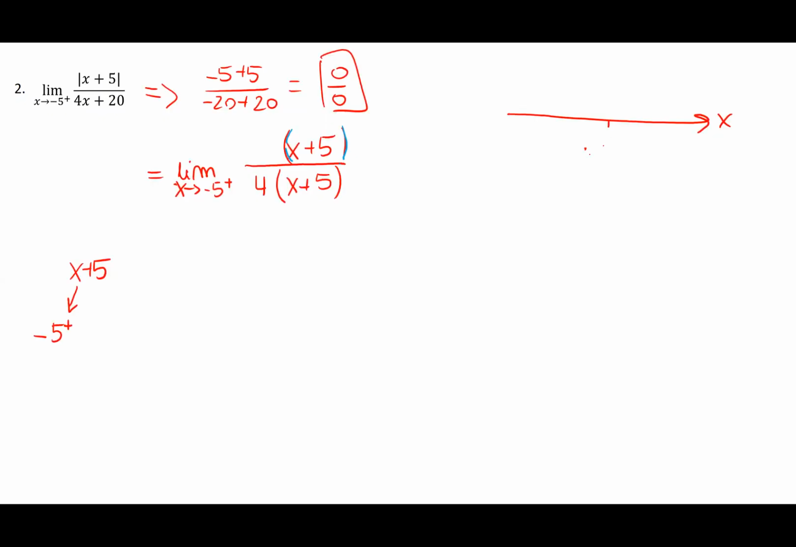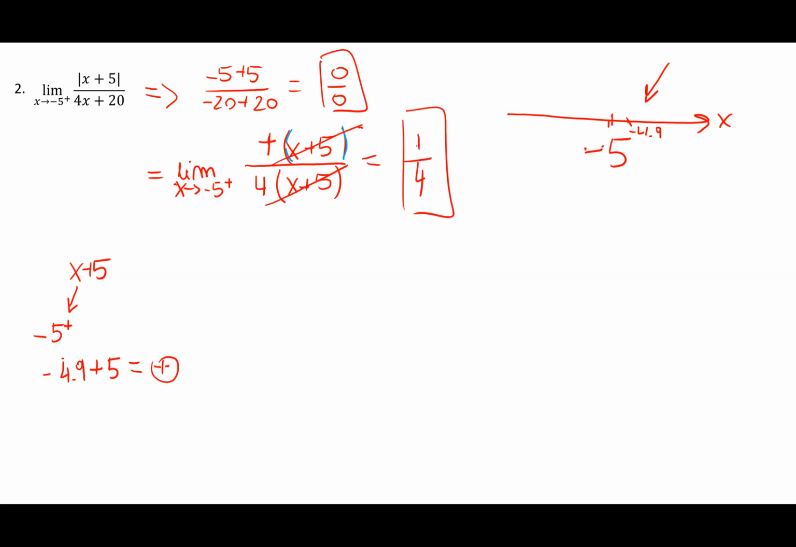This is negative 5, and the right-hand side is on this side, but since this is a negative number, the number will be like negative 4.9. And we do have negative 4.9 plus 5, okay? And I see actually that this quantity is positive. I can just leave it like that. And I will cancel out. Okay. And I have positive 1 on the top and 4. Of course, I can remove the positive. 1/4 is the final answer.